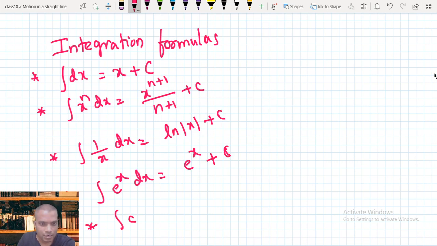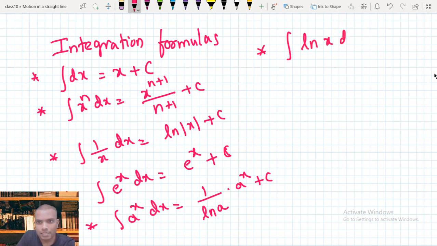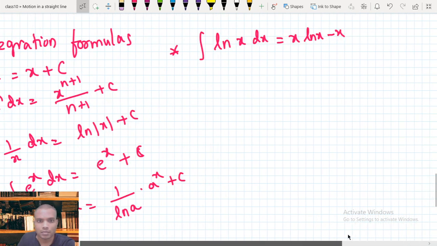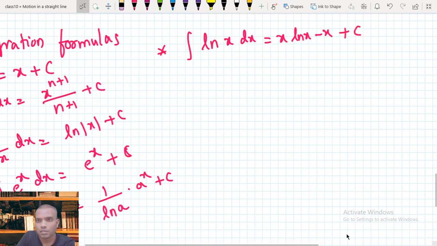Now next, integral a power x dx, which equals 1 over ln of a times a power of x plus c. One more, integral ln of x dx, which equals x ln x minus x plus c. Here c is the integration constant.